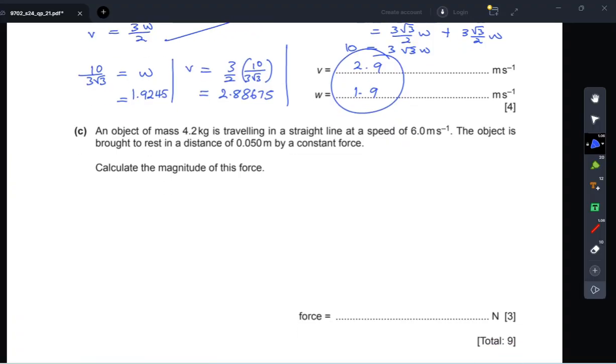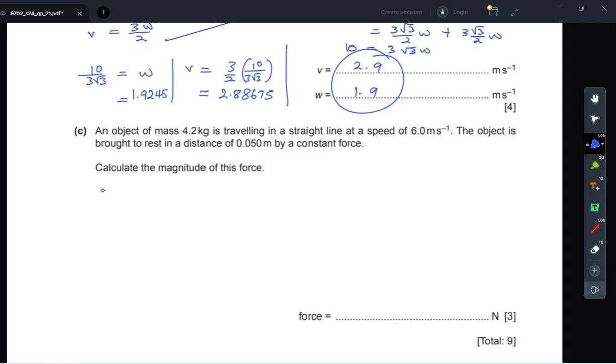An object of mass 4.2 kilograms is traveling in a straight line at a speed of 6 meters per second. This is an object traveling in a straight line. The object is brought to rest in a distance of 0.05 by a constant force. Calculate the magnitude of this force. Alright, this is quite interesting.